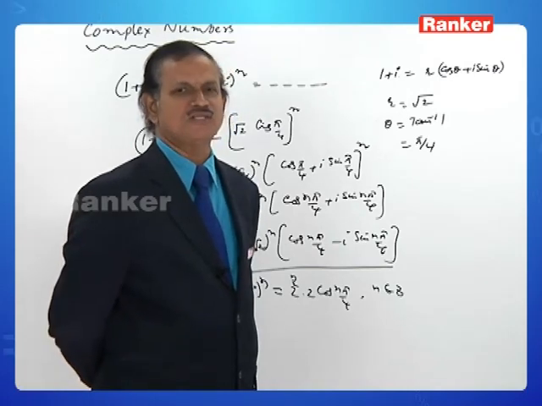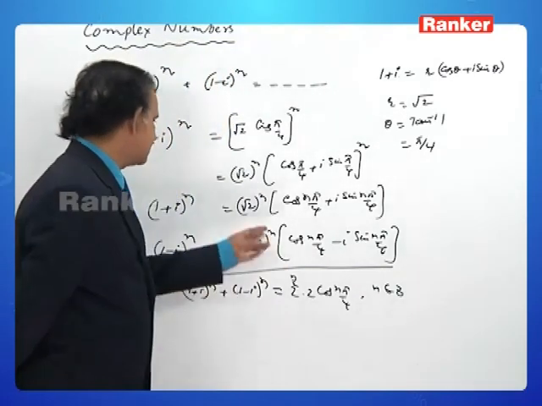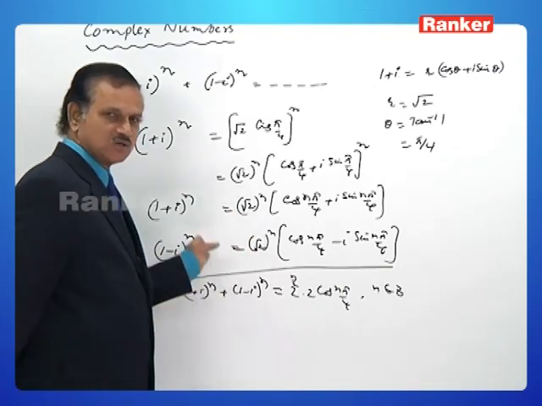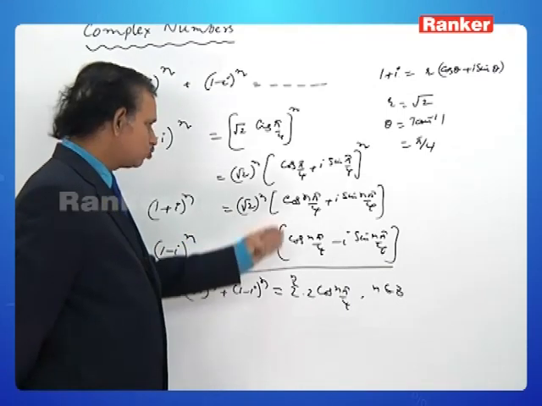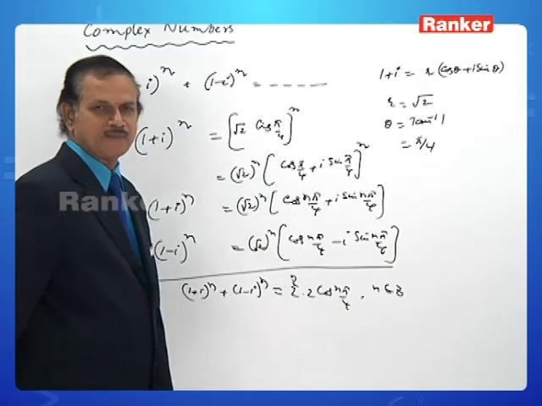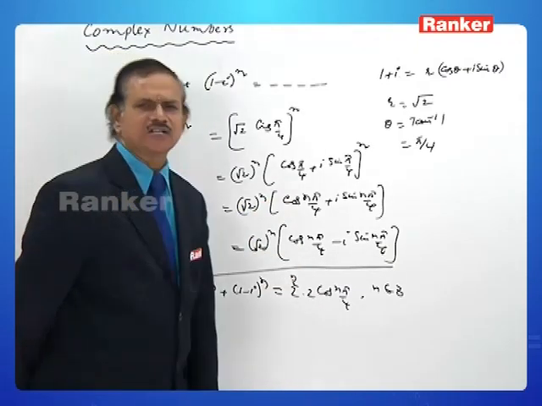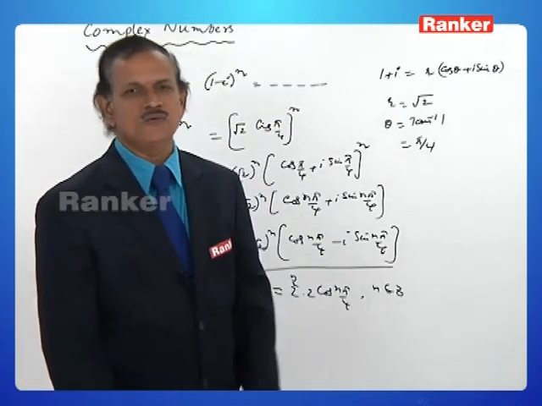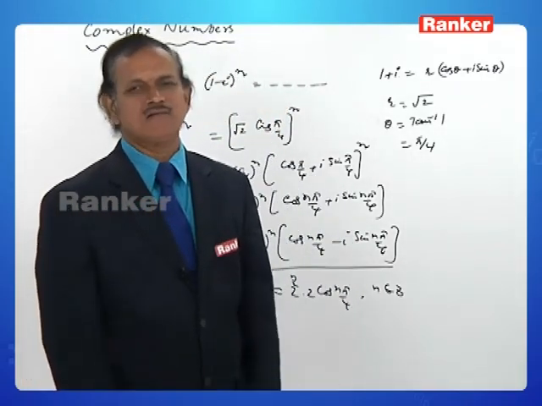By using de Moivre's theorem, you will be able to have directly this step. And by adding this, of course, it's just nothing but the conjugate of this. You will be getting 2 into the real part of this, that is 2 into cos n pi by 4. So it is not at all difficult to imagine it. You need not calculate it.